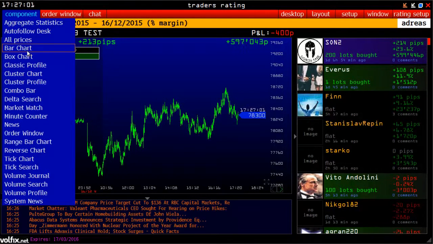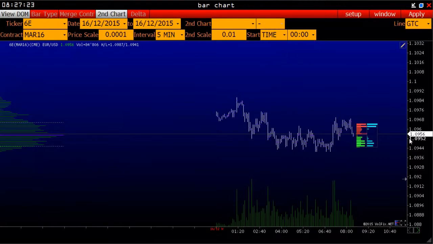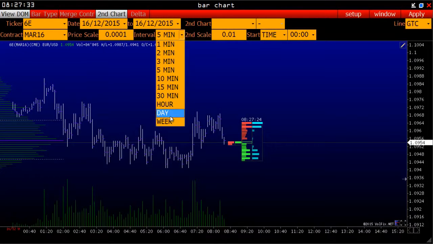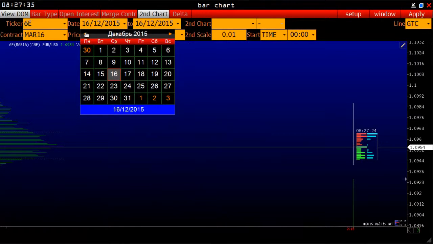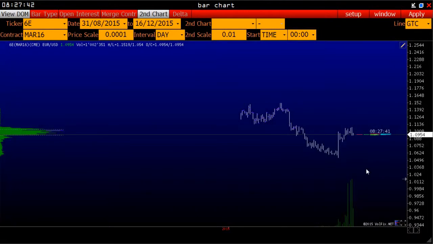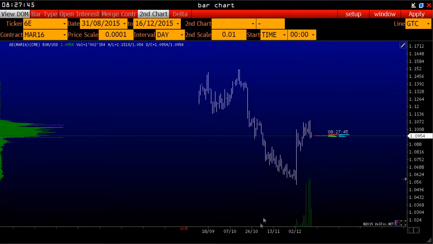On the other hand, all the other modules of Volfix can be divided into two types. These are the counters and growth. Let's open the bar chart with today's data. Accordingly, we see a picture to which we are used. Let's set the daily chart. Let's choose the period for viewing these graphs. Accordingly, we see the data.